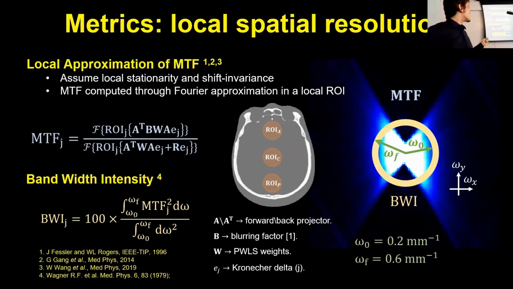This MTF is computed through Fourier approximation in local regions of interest for different regions in the volume, like the anterior, the central, or the posterior region of the brain. For the quantification, we propose bandwidth intensity, which is basically an integration of this MTF along certain frequencies. In this case, we are using frequencies suitable for the detection of 4 millimeter or 8 millimeter diameter spheres, which are the bleeds we have. And this is considered spatial resolution.